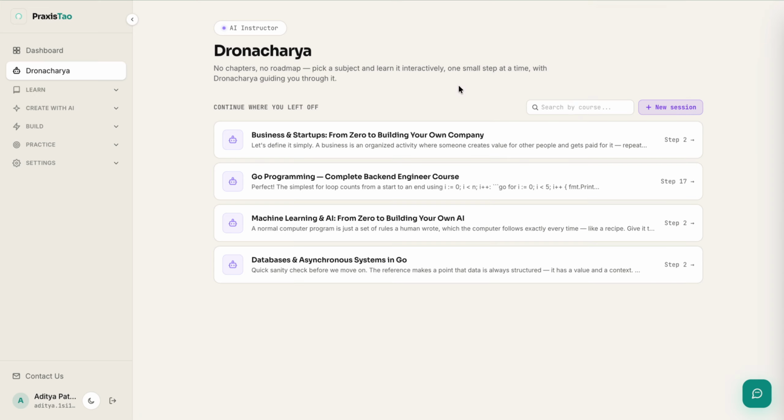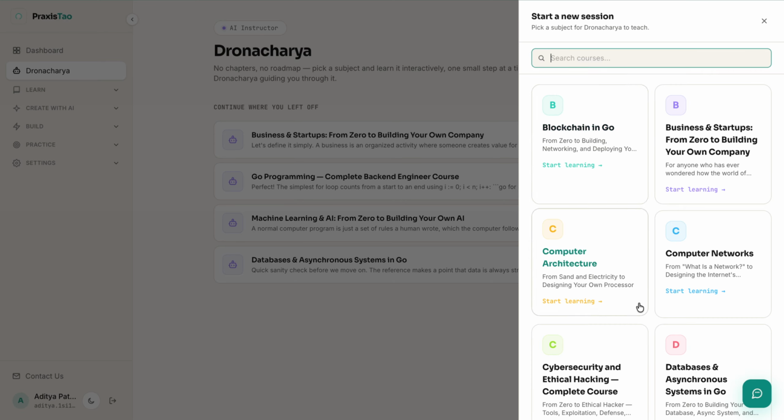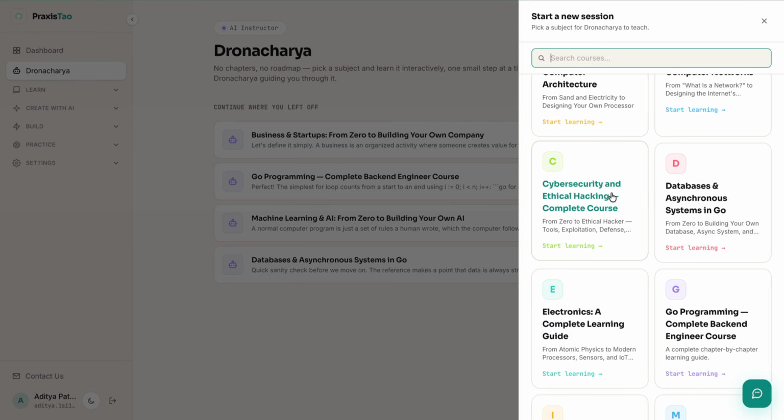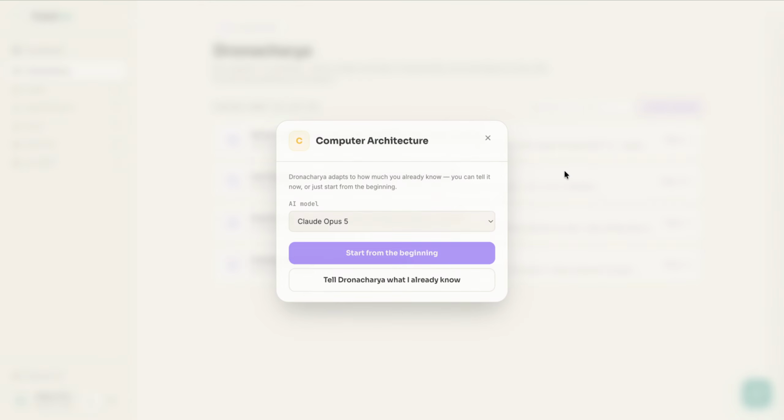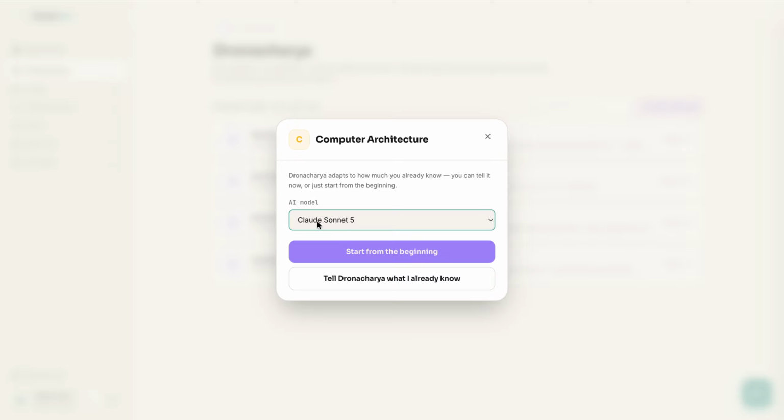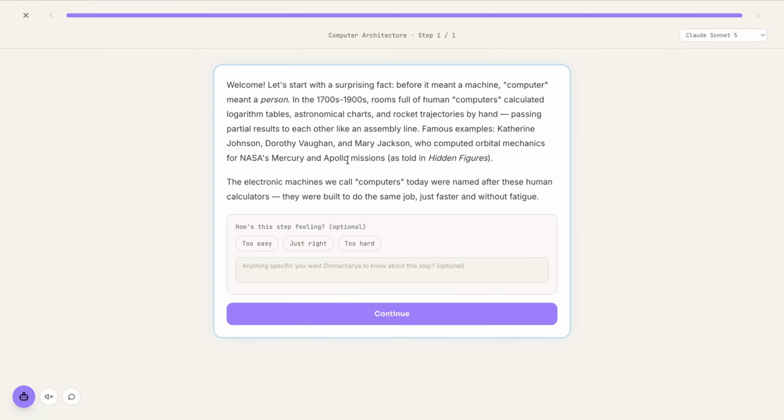So for that, there are existing sessions which are going on, but let's start a new session with a new subject. So let's say I want to learn about computer architecture. Let's keep Claude Sonnet as our default model, and let's start from the beginning. And now the AI is planning the course, and it will be done in an interactive manner.